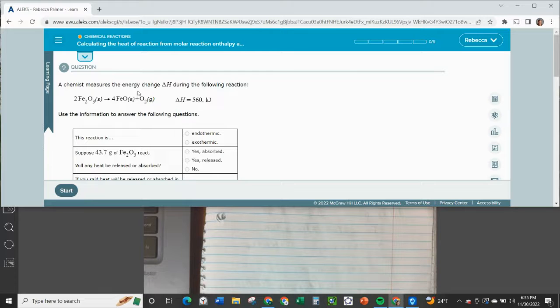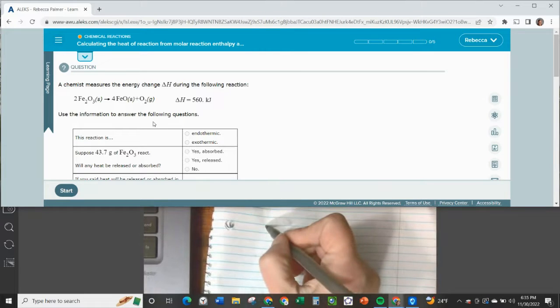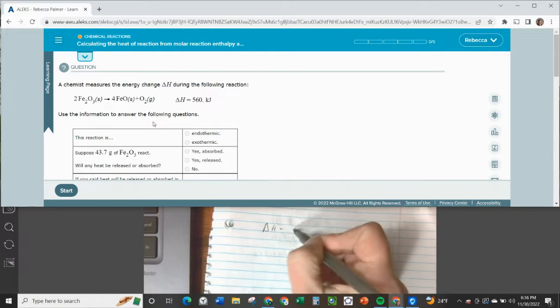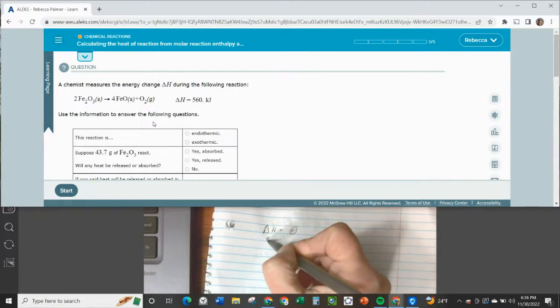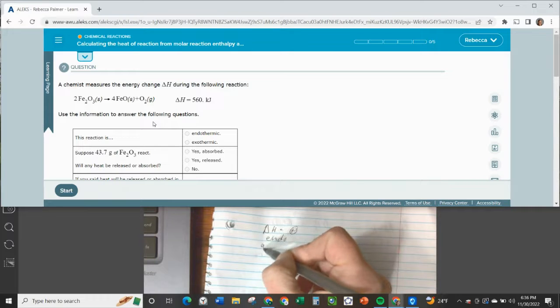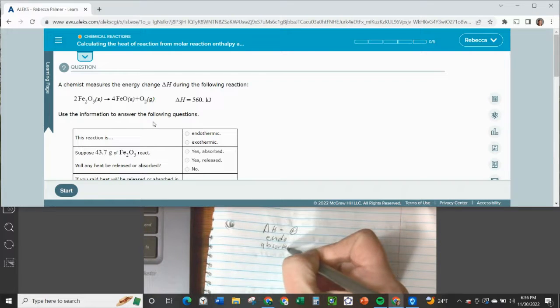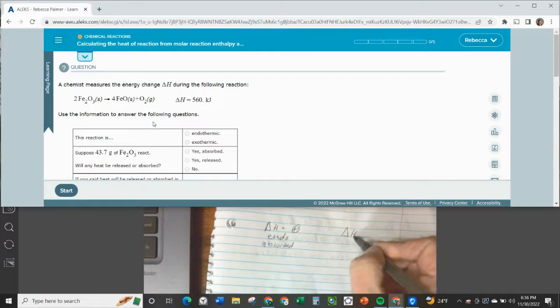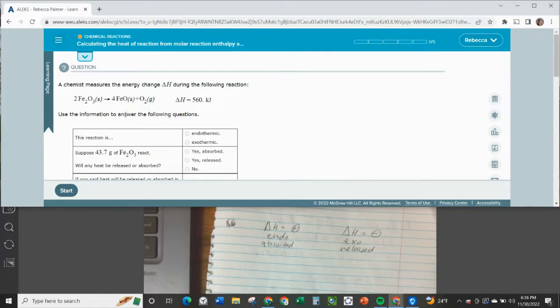All right, a chemist measures the energy change. So remember, this is our delta H during the reaction. If delta H is positive, that's going to be called endothermic, and heat is absorbed. And if we have a delta H that is negative, that's going to be exothermic, and heat is released. Okay, so let's see what else we need to know.